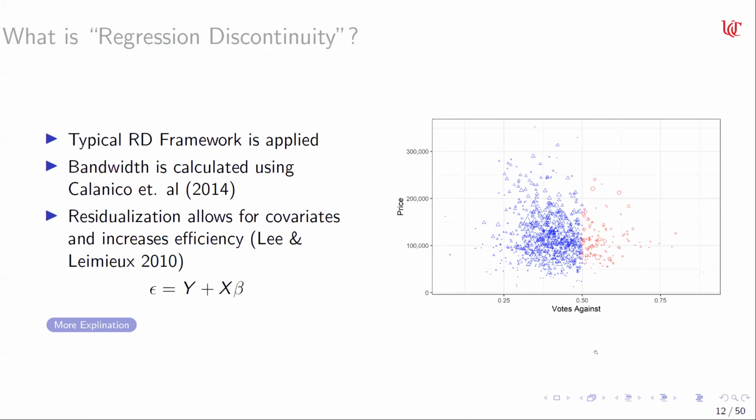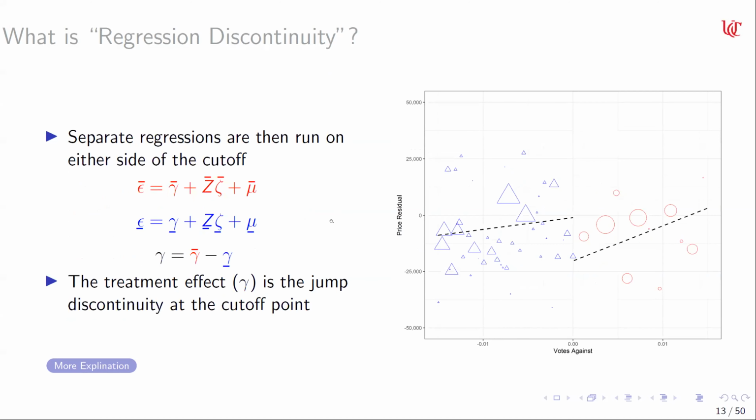With regression discontinuity, we're going to calculate a bandwidth and only keep housing sales within a certain bandwidth. So we're going to use Calonico et al.'s paper to calculate the bandwidth here. And we're going to use residualization to control for covariates and increase efficiency. And that just means we're going to use the residuals from our regression on our covariates here to actually run our regression discontinuity. So if we zoom in, the bandwidth we calculated was about 2.